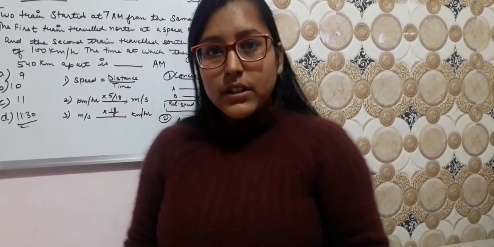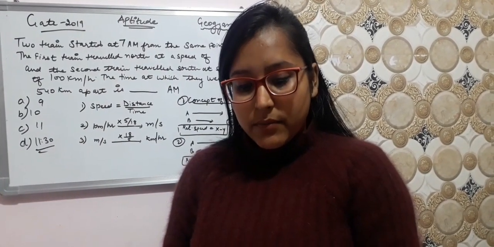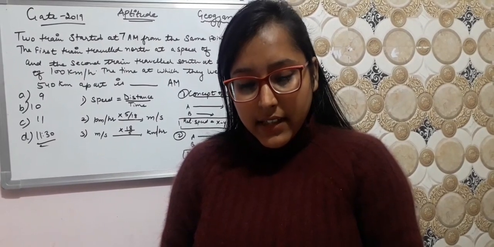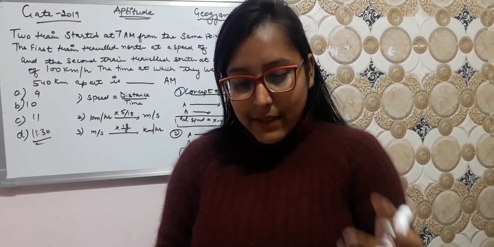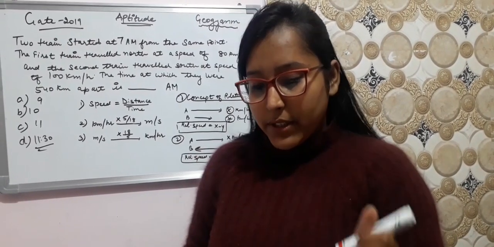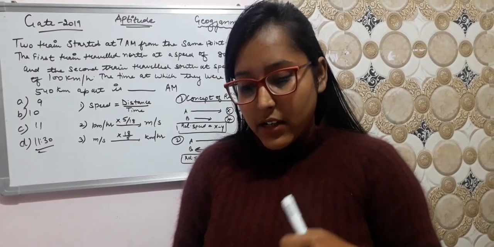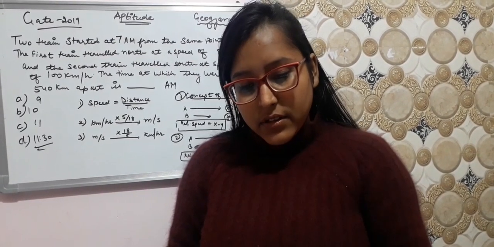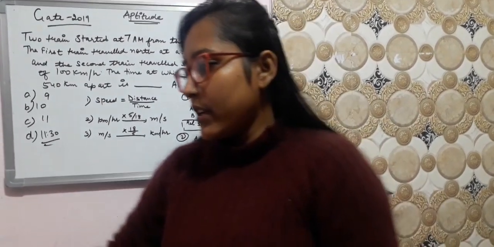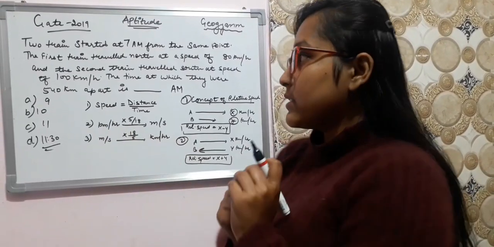Okay, so now our third question is from GATE 2019. The question is from the train concept: two trains started at 7 a.m. from the same point. The first train traveled north at a speed of 80 kilometer per hour and the second train traveled south at a speed of 100 kilometer per hour. The time at which they were 540 kilometer apart is dash a.m. So we have to find the time when they were 540 kilometer apart from each other.